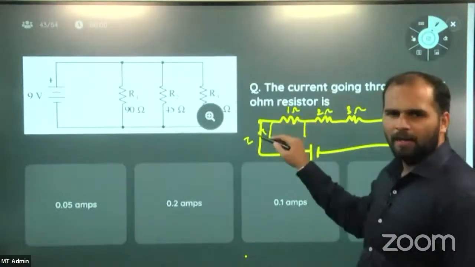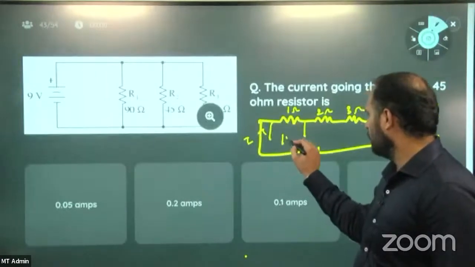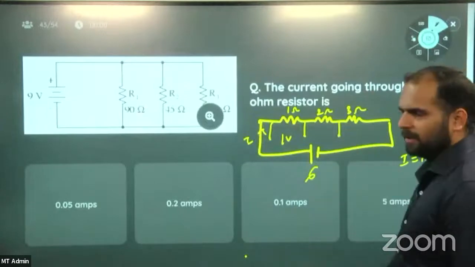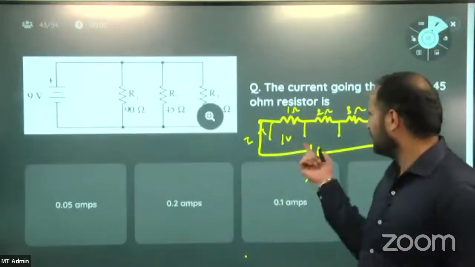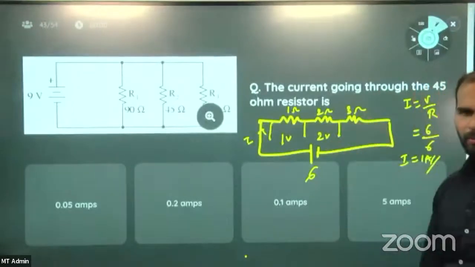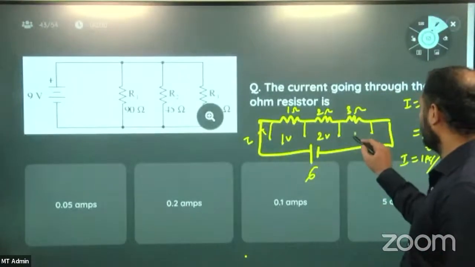So the voltage across the 1 ohm resistance will be I into R. I is 1 and R is 1, so the voltage will be 1 volt over here. Voltage across 2 ohm will be again I into R. Current is same, 1, and R is 2, so it becomes 2 volt. And similarly, this 3 ohm will have 3 volts.